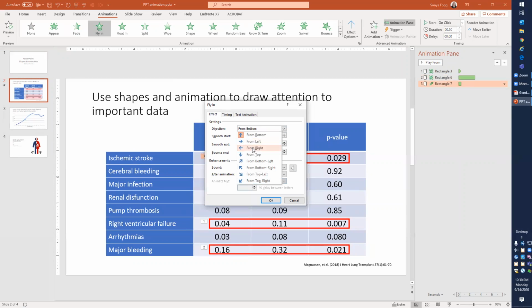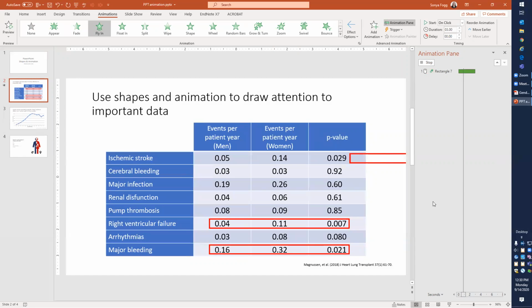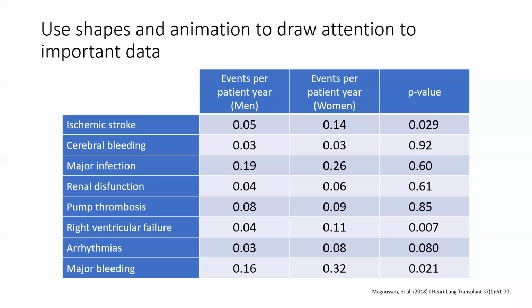We can change it to be from the right, and we can go to our timing and we can slow that down as well. So now you can see it coming in over time. And the length of these bars has to do with the length of time that your animation is going to be on the screen. So I'm going to go ahead and click on slideshow here to show you what it looks like.